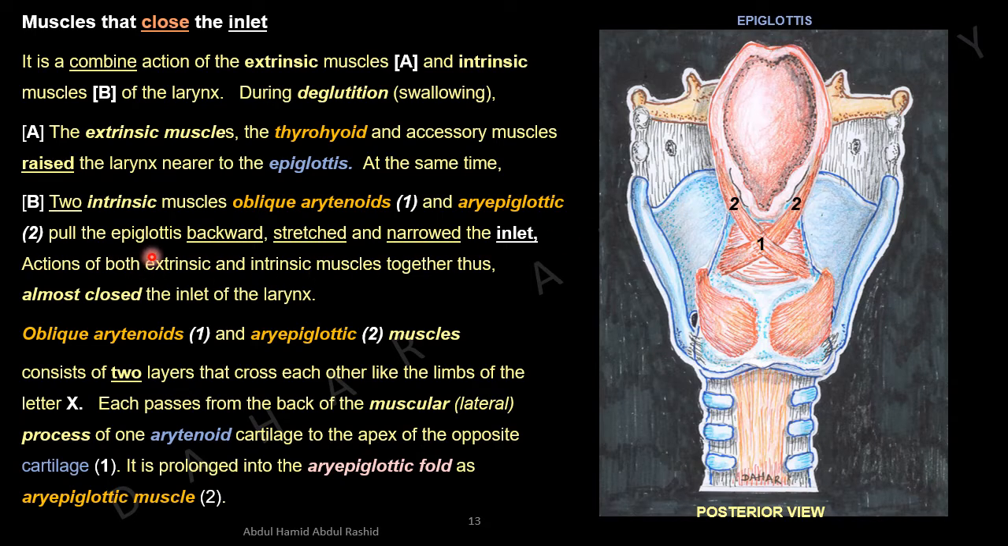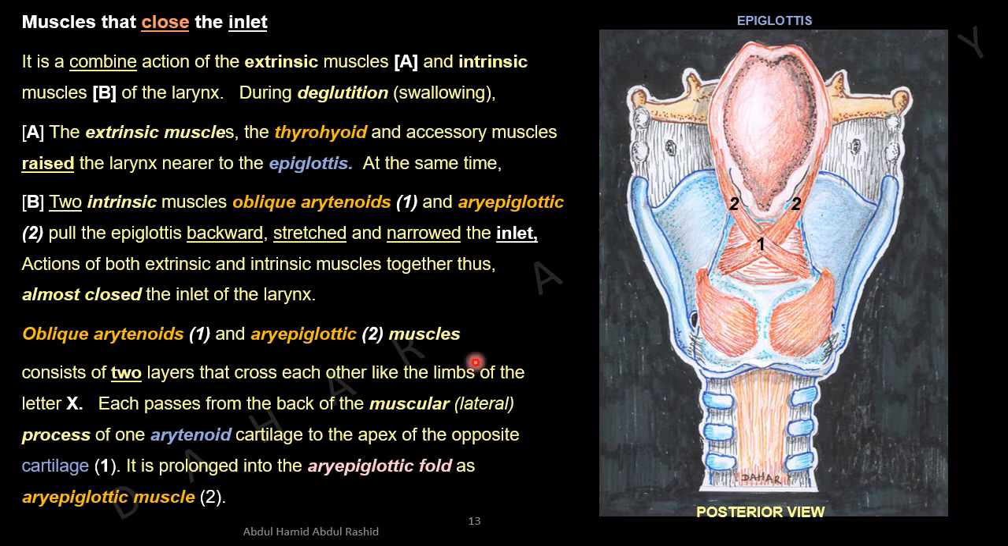pull the epiglottis backwards from behind. They will pull the epiglottis backwards. You can see here. Stretch and narrow the inlet. Actions of both extrinsic and intrinsic muscles together, therefore, almost close the inlet of the larynx.